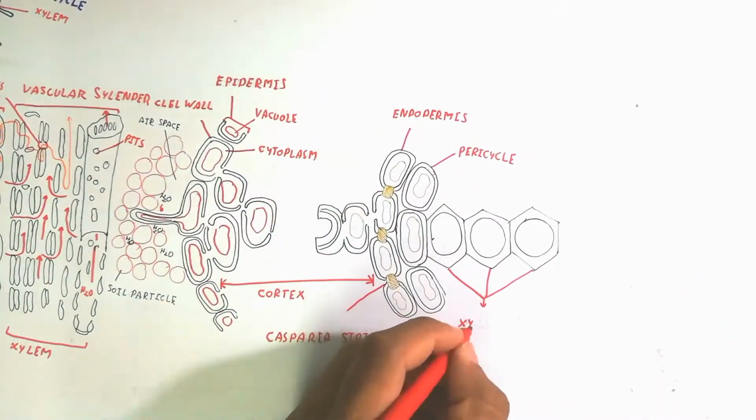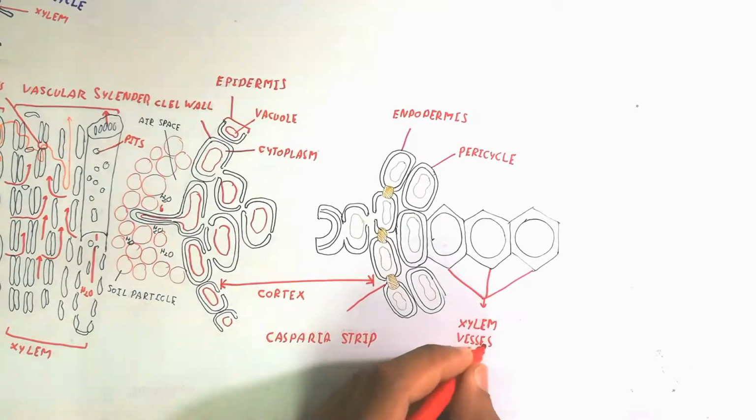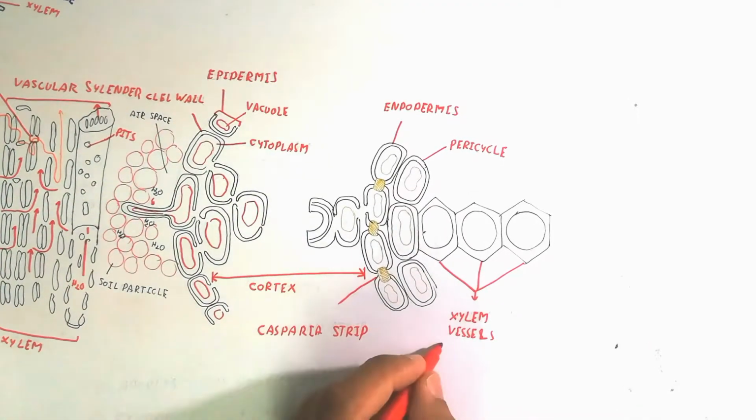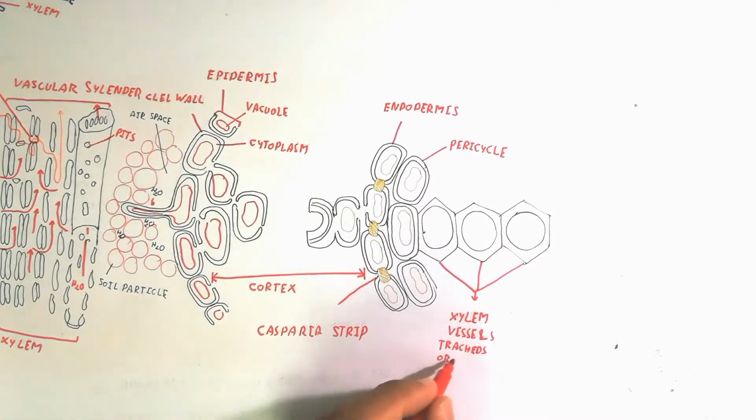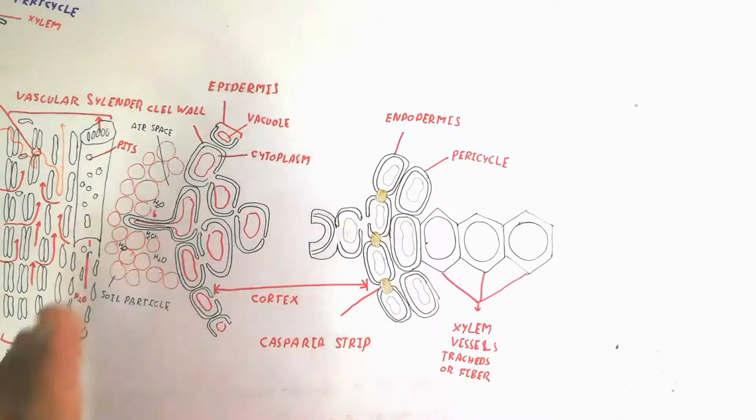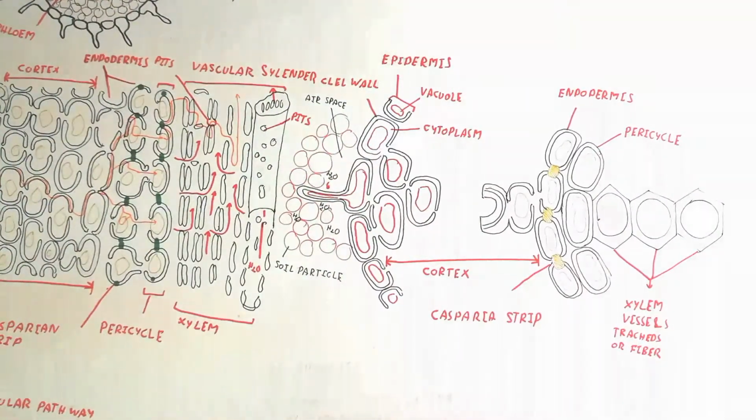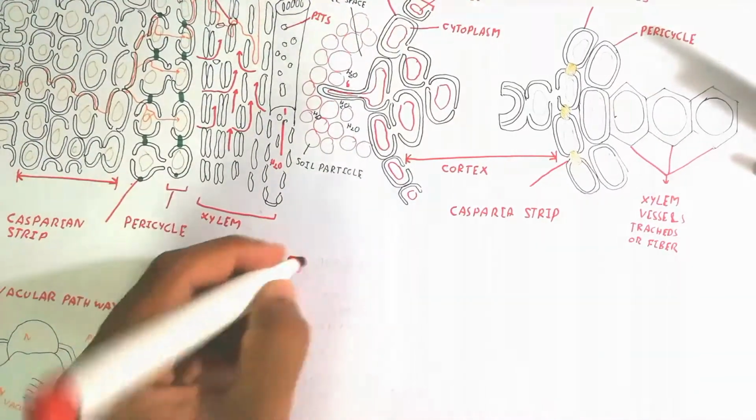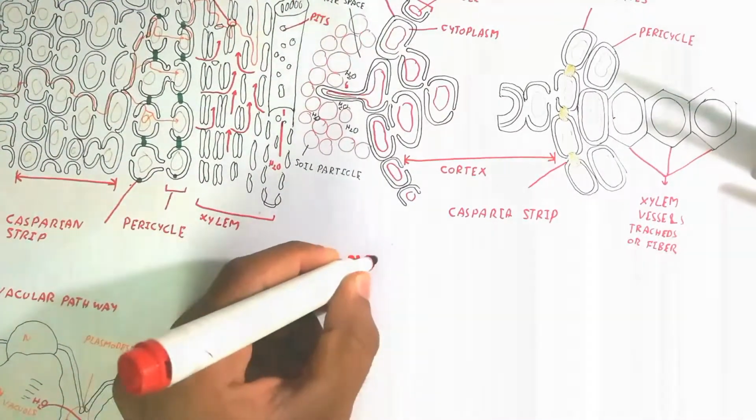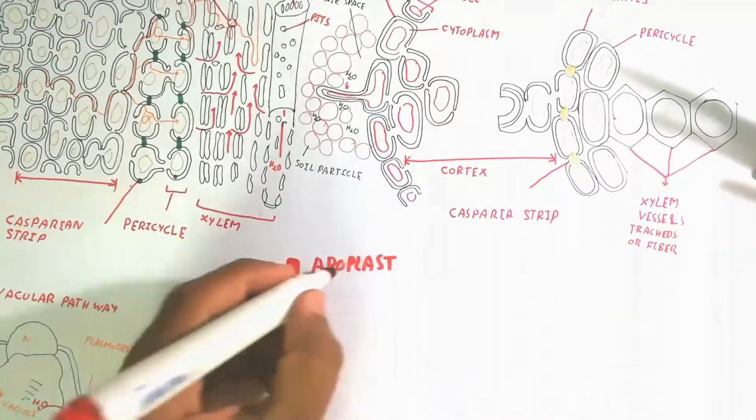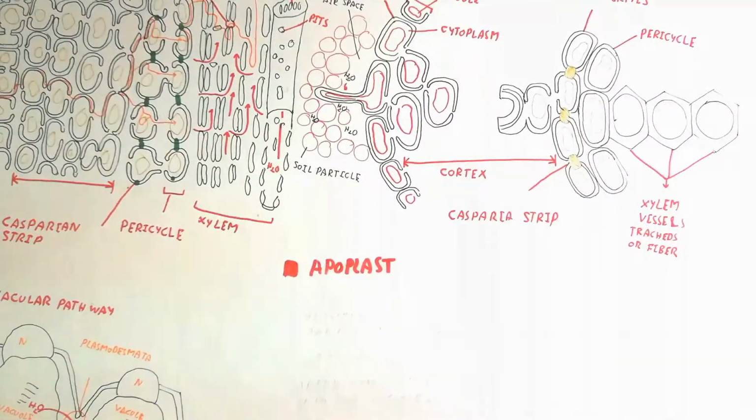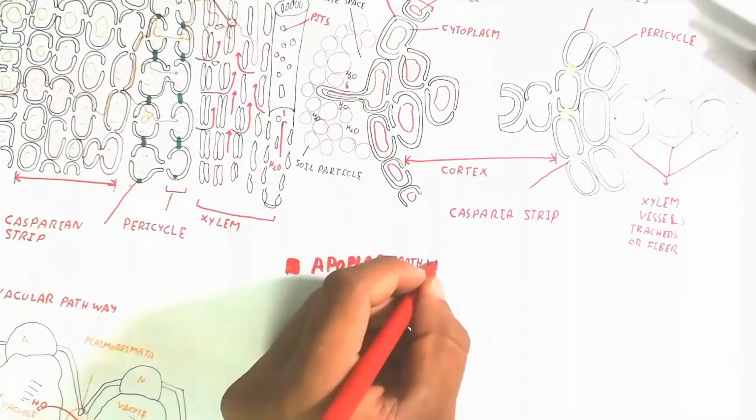So here are the xylem vessels. We will discuss the xylem vessels in the next topic, but we should focus on the fact that the xylem vessel is made up of dead plant cells. The cells are elongated with deposition of lignin, and cellulose is also abundant. It is used for the conduction of water and minerals.